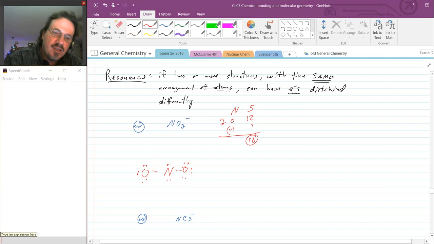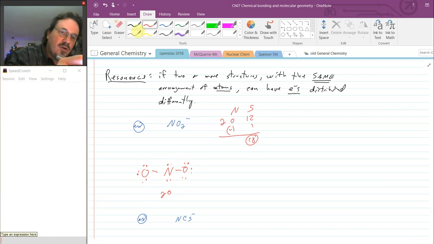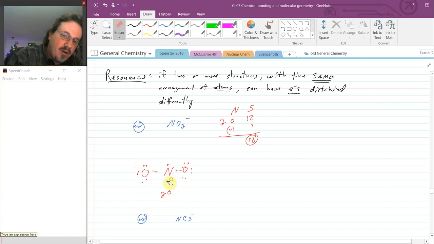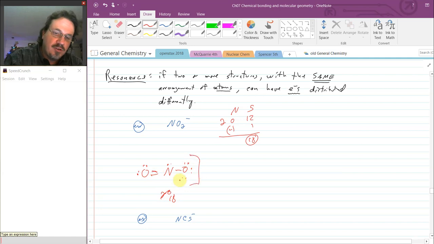Count the number of electrons I've used. 2, 4, 6, 8, 10, 12, 14, 16, 18, 20. Whoops, I only had 18, so that's okay. Take a lone pair off of adjacent ones and put a double bond in there instead. That drops me to 18. Everything has an octet. Use the right number of electrons. Looks pretty good. Alright, looks like that.